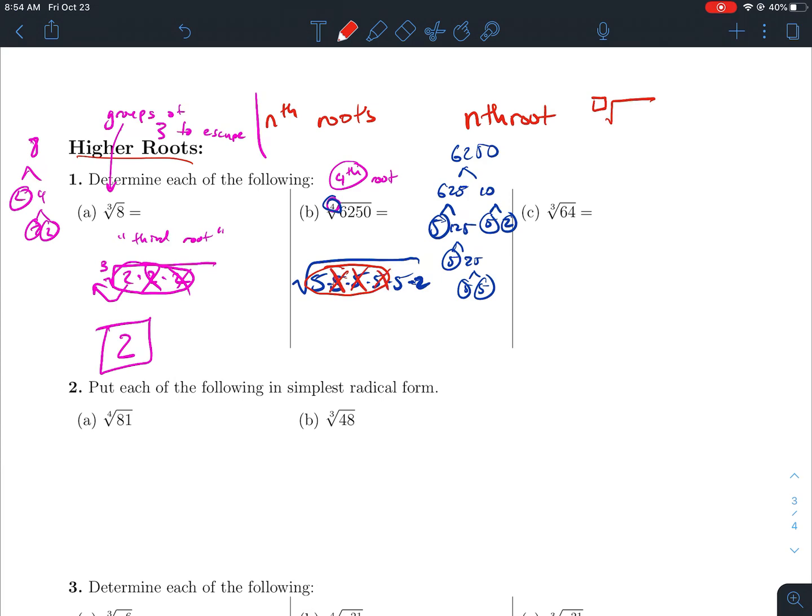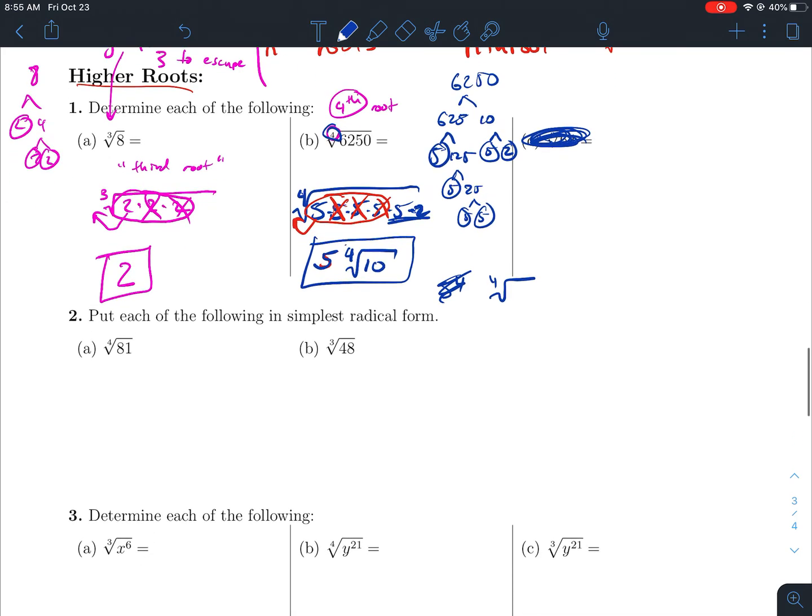All but 1 die every single time. Only 1 can ever escape, no matter the group size. So the 5 gets out. And here I've made a mistake. I wrote this as a square root, but this is really a 4th root jail. So this is a 4th root of who's left in jail. 5 times 2 is 10. So we have 5 outside the jail, and then the 4th root of 10. It's not 5 to the 4th. It's not that. The 4th is with the jail, with the root. All right, you can skip problem 1C and continue on.